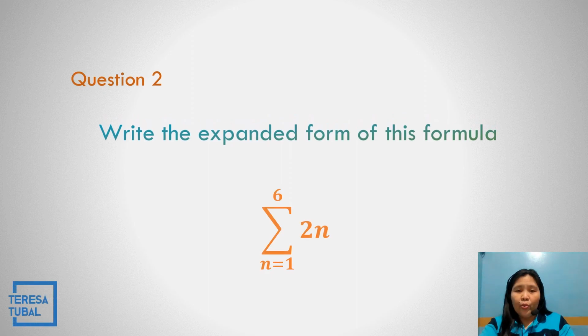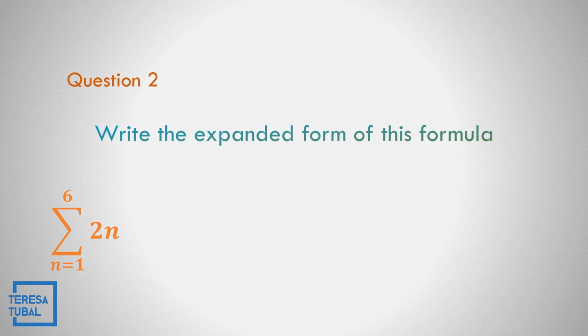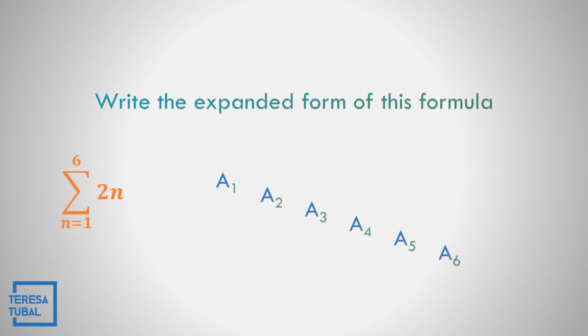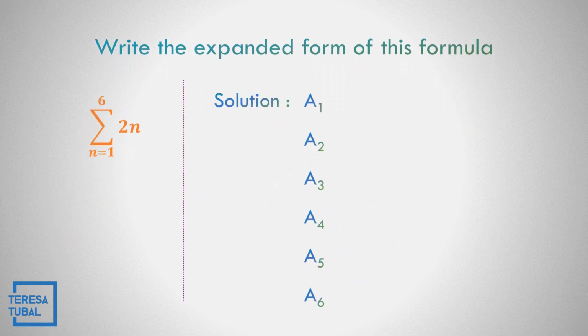Question number 2. Summation of 2n, going from n equals 1 up to 6. We need to identify the value of the first term, the second term, the third term, the fourth term, the fifth term, and the sixth term. We need to replace the value of n by 1, 2, 3, 4, 5, 6 in the equation 2n.